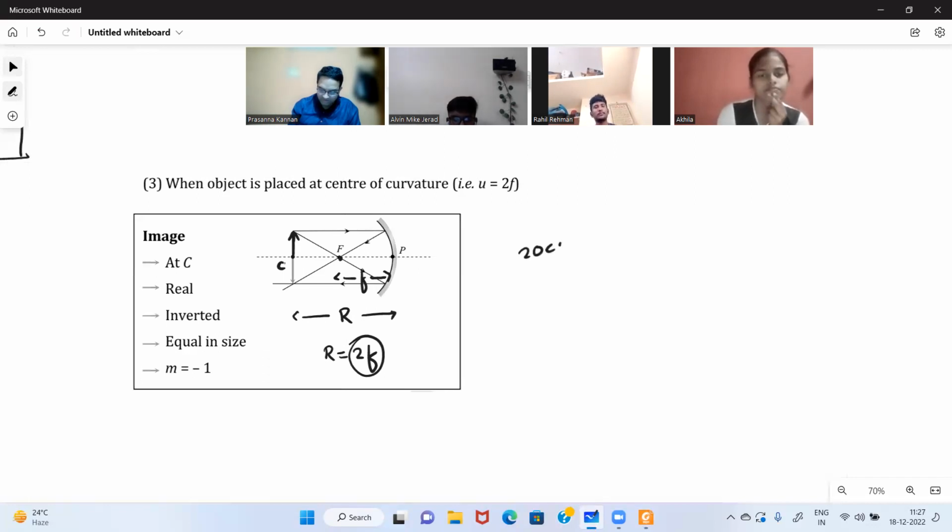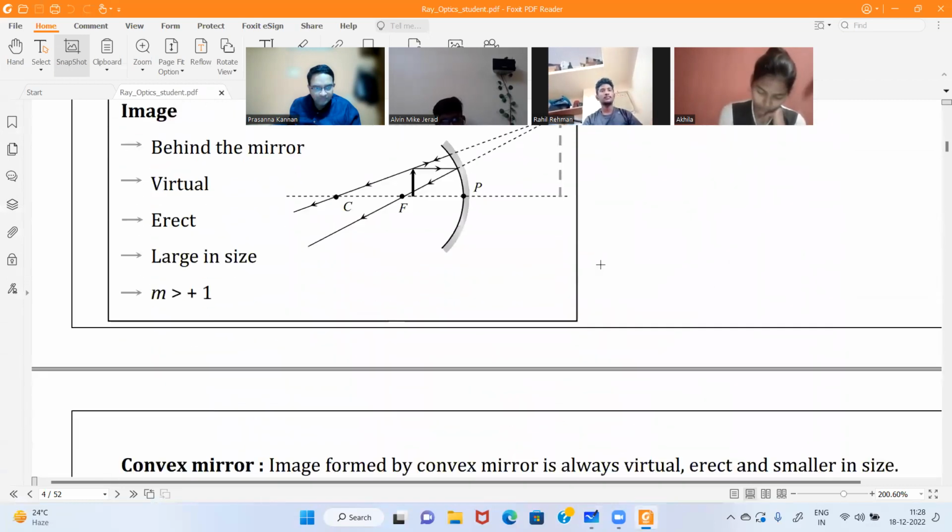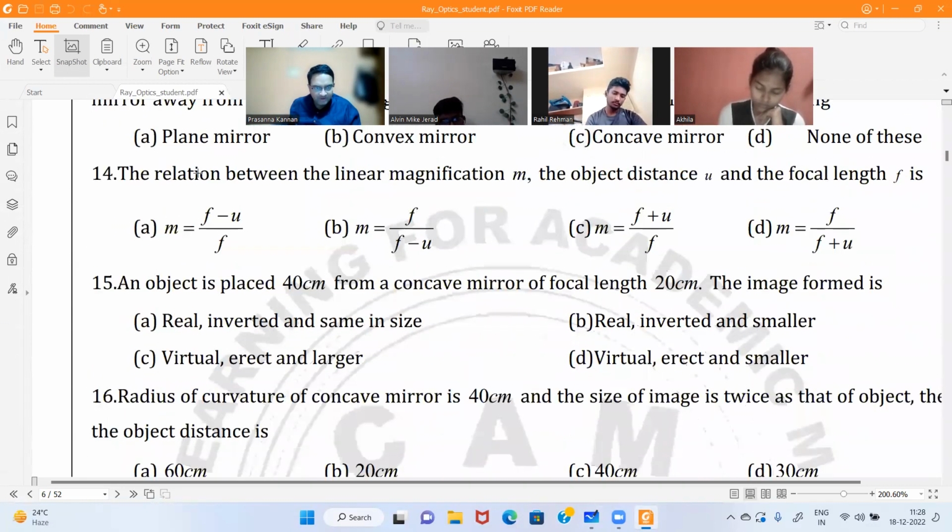So focal length is given as 20 centimeter, and the object is placed at 40 centimeter. 40 centimeter means how much? 2f, correct? Yes, sir. And 2f is nothing but C. Understood? When the object is placed at C, the image will be formed, which will be what? Real, inverted, and same in size. So immediately you can spot the answer. What is the right answer for the 15th question? Option A, real, inverted, and same in size.